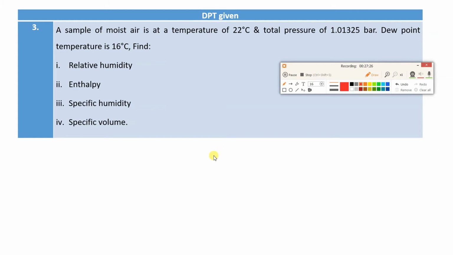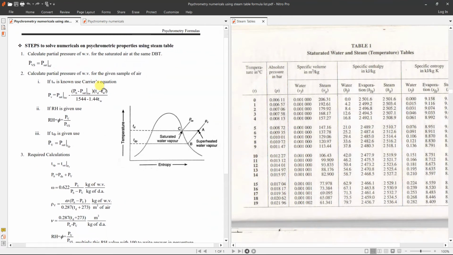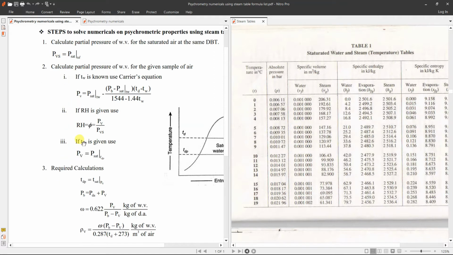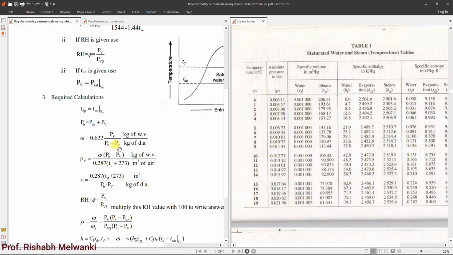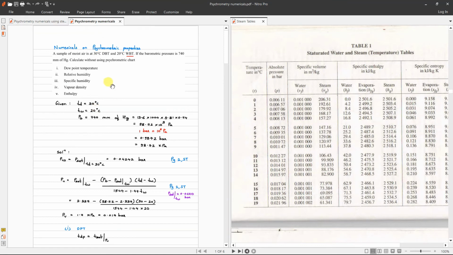So we'll move on to the numericals now. Now I'll show you a PDF file. In this PDF file, a summary of all the formulas has been done. Here you can see the steps to solve numericals on psychrometric properties using the steam table. All the steps which we have seen during the presentation are here. First is calculation of PVS, then calculation of PV, and then all the remaining equations. All are written over here. So we will see the numericals now.